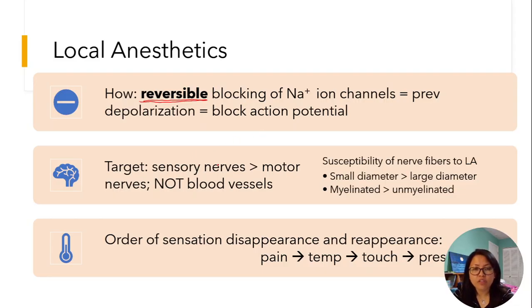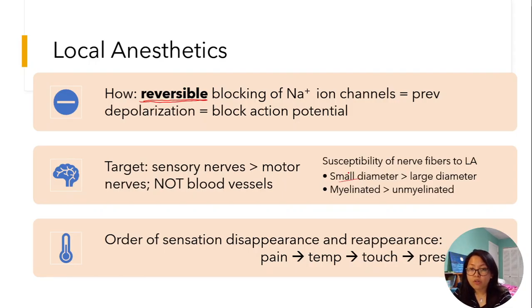Now, local anesthetics target nerves. However, sensory nerves are more responsive to local anesthetics compared to motor nerves. Local anesthetics are not meant to be injected into blood vessels. So this is the reason why we aspirate even before we deposit the local anesthetic in an area. So the targets are sensory nerves and motor nerves, but sensory nerves are more sensitive to local anesthetics compared to the motor nerves.